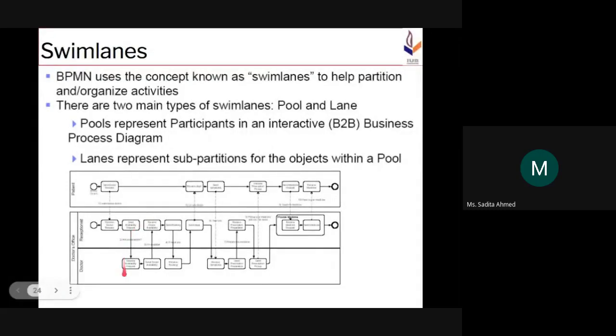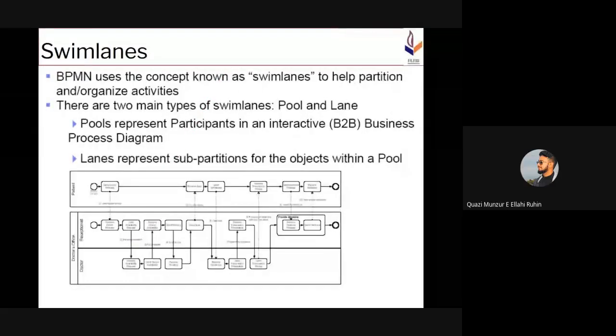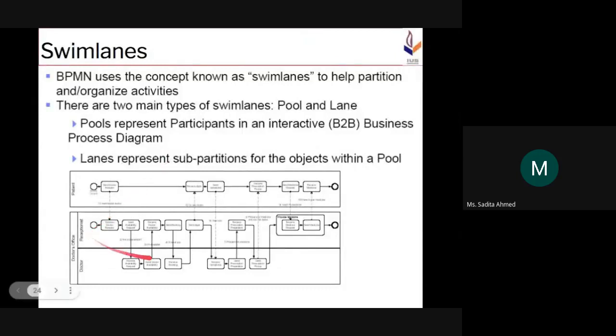Now, this sequence flow is crossing the boundary of the receptionist lane, right? Yes ma'am. So that's allowed, okay? So sequence flows can cross the boundary of the lane. Why? Because it's in the same pool, no?